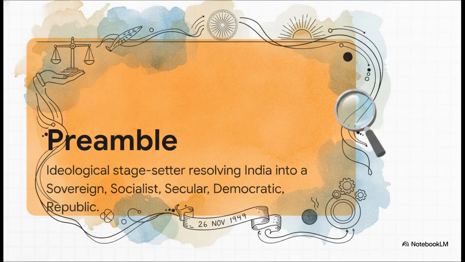Now, what's really interesting about this slide is that before we even get to Article 1, the Constitution introduces itself. Adopted on November 26, 1949, the preamble is basically the ideological stage setter. It doesn't lay out specific laws, but rather it resolves to constitute India into a sovereign, socialist, secular, democratic republic. And its ultimate mission? Justice, liberty, equality, and fraternity. It sets the whole philosophical foundation.